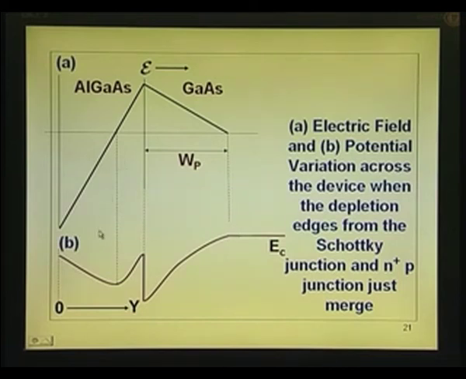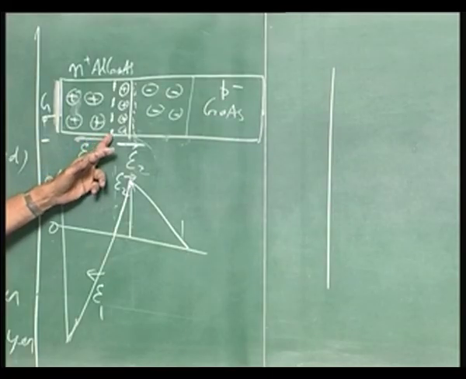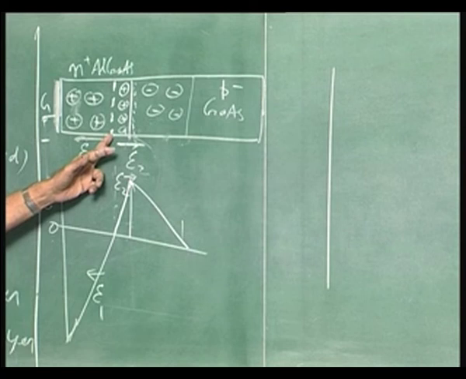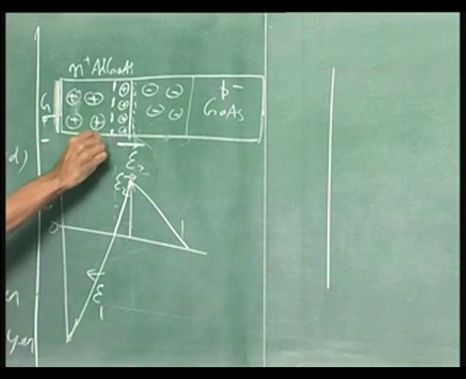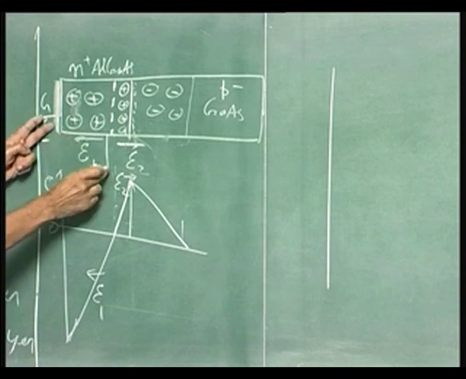So, this is the diagram. When I applied the voltage up to this point, when I keep on increasing negative voltage to the gate, it will keep on moving up to this point, till the depletion layer merges, there is a contact between this and this point.